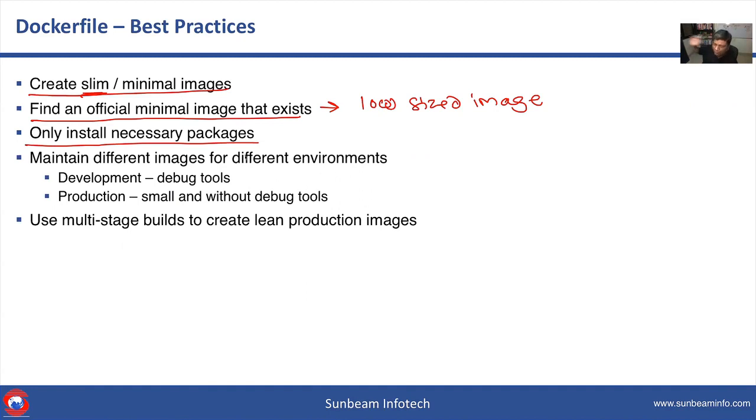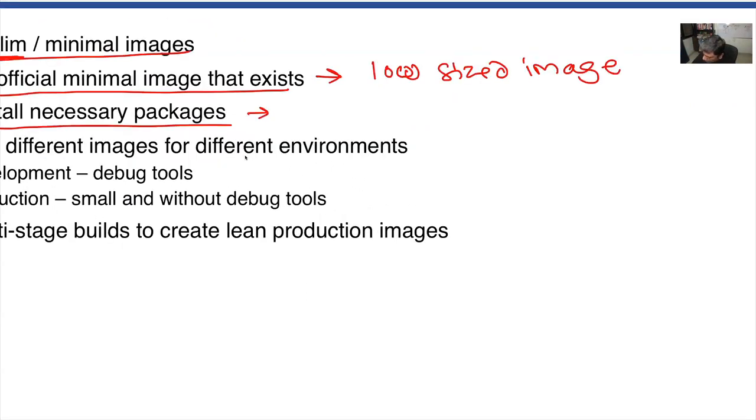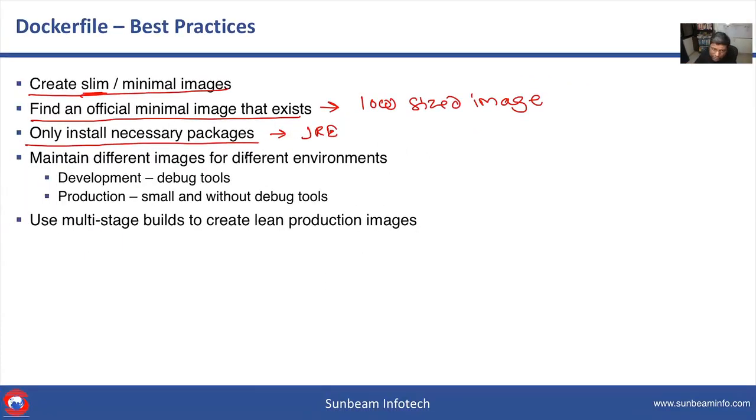Do not install everything. You remember the example I gave you, JRE. I could have downloaded JDK as well, but as per the best practices, always download only the necessary components. I don't need JDK to run an application. JRE is more than sufficient. Maintain different images for different environments like development or maybe production. In development, you can include the debug tools, and in production, it will be small. We don't need any debugging tools there, so we can optimize the size.